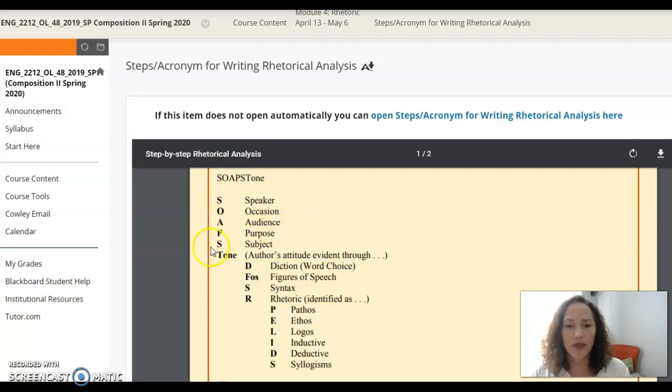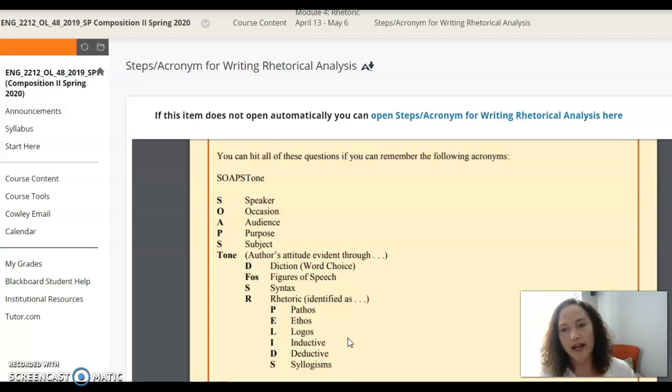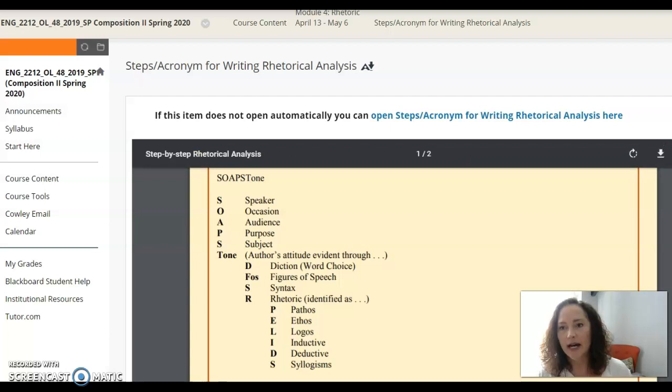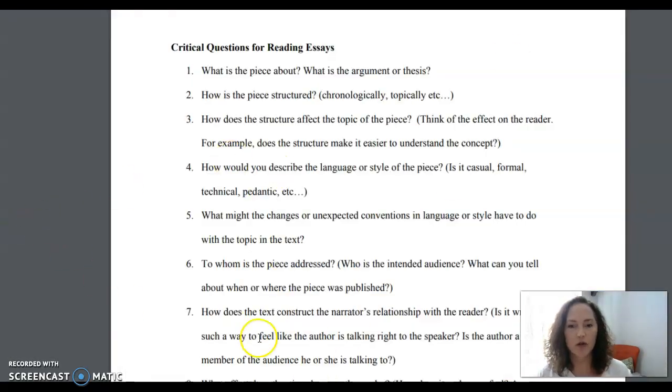Okay, so think about that with purpose and subject, and then the tone of the piece. You know, is it tongue in cheek? What's the style, if you will? So I wanted to clarify something on that. Several of us kind of missed this concept of what she was writing like, what her style was, and those critical questions. If you look back at those, these critical questions are designed to make you think about that SOAPSTone acronym.